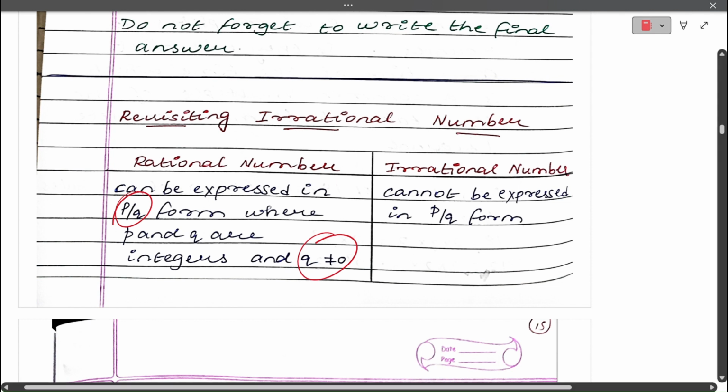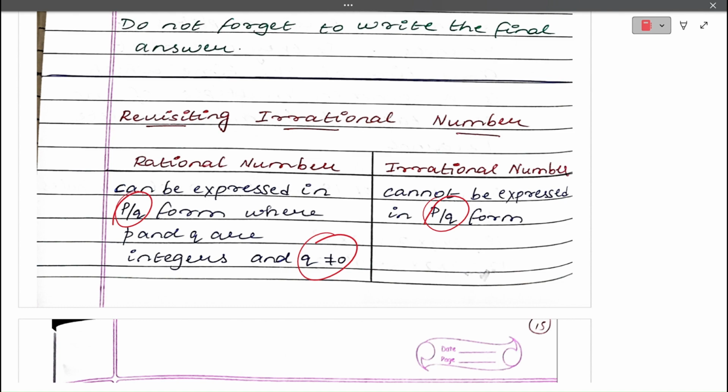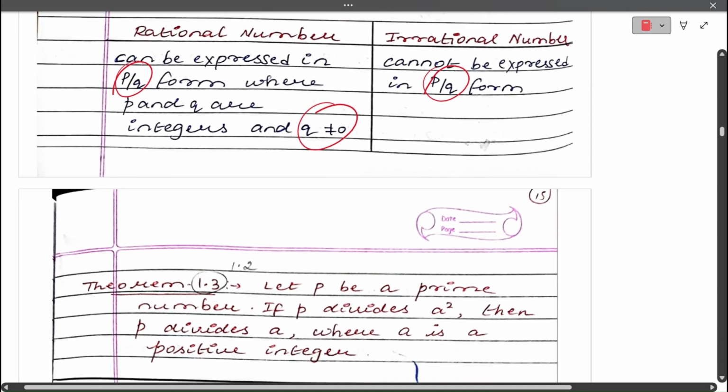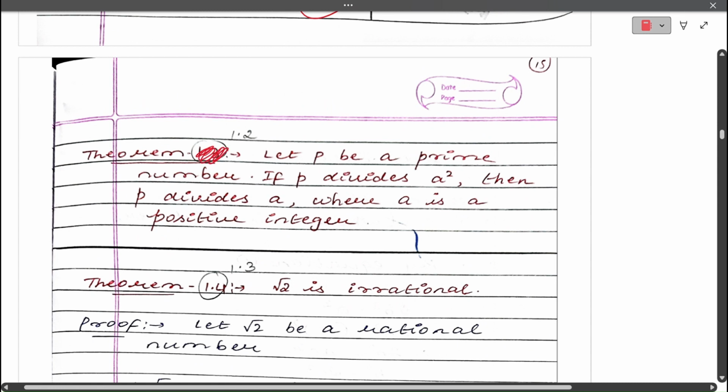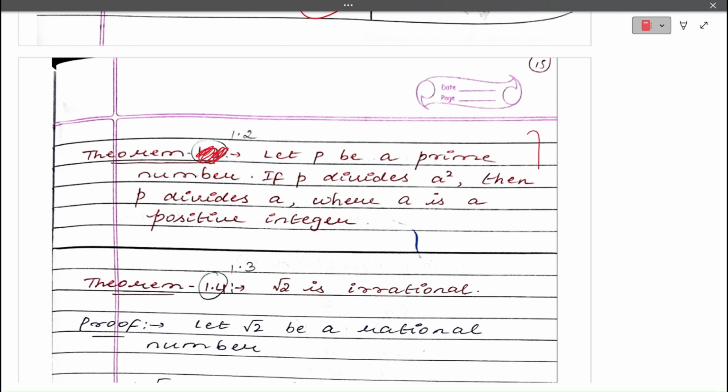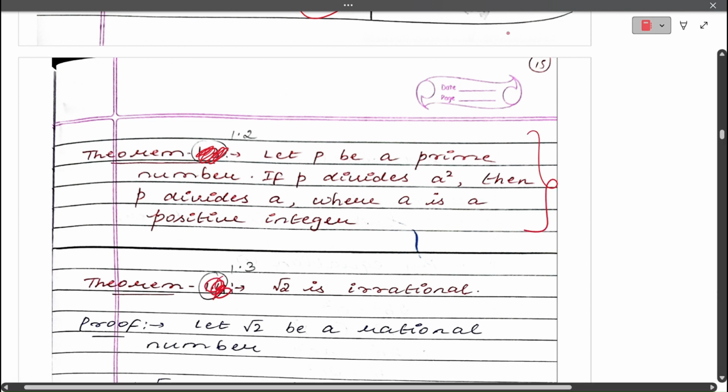What is an irrational number? Any number which cannot be expressed in the form of p upon q is called an irrational number. Now we have theorem 1.2, which says: let p be a prime number. If that prime number divides a square, then it divides a also, where a is a positive integer. How this is implemented, we will see in theorem 1.3.